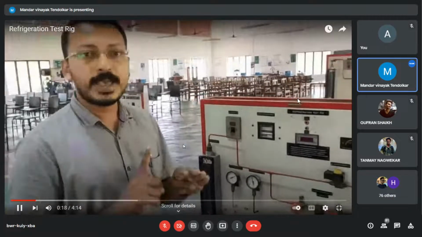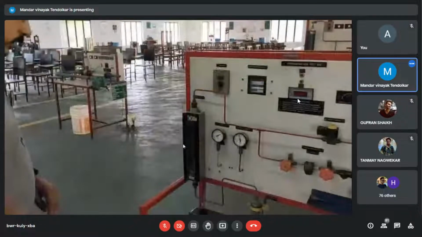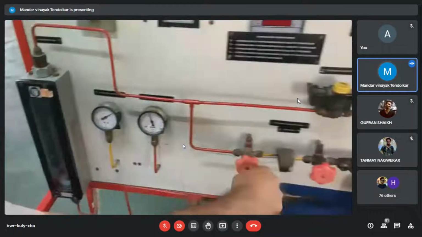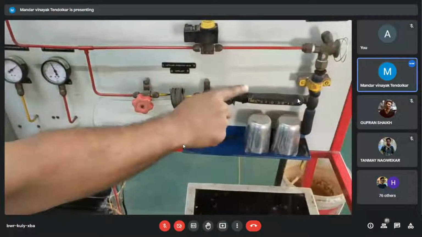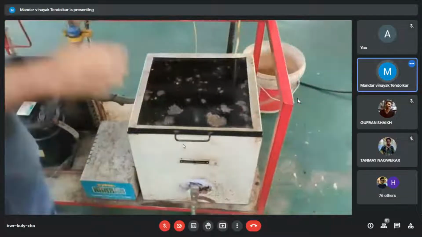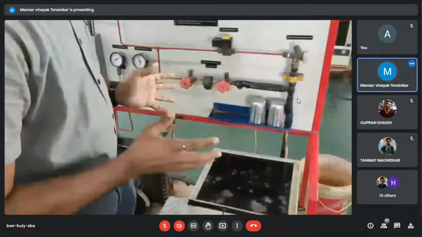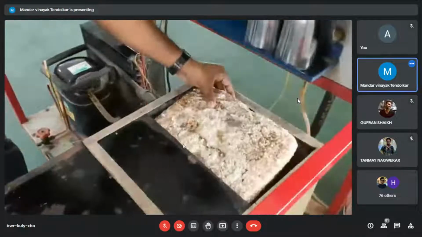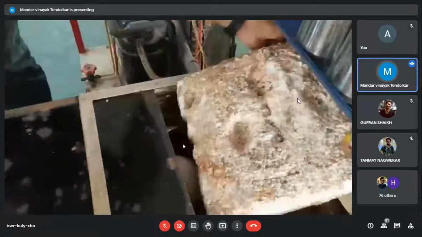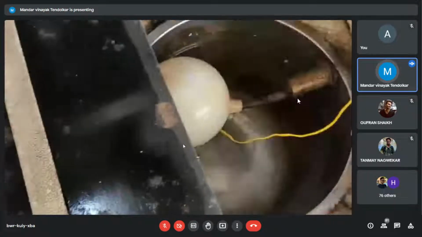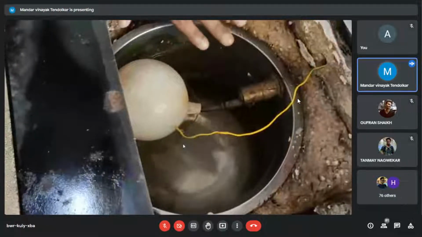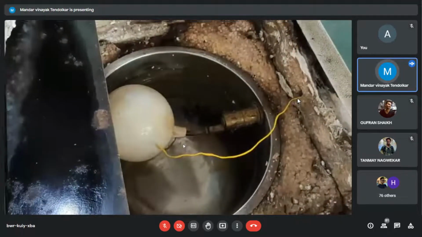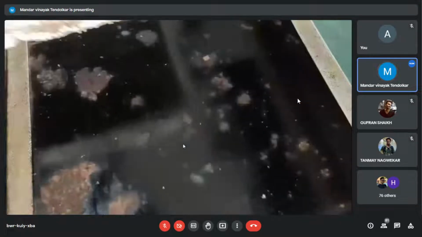Condenser, expansion device, and evaporator. So this is our compressor, this is the condenser, and this is the expansion device, and then it goes into the evaporator coil. This evaporator coil is wound in the chiller. This is an insulated chiller in which we have kept 10.5 kilograms of water. So this is our mass of water, and this is the sensor to measure the temperature of the water.